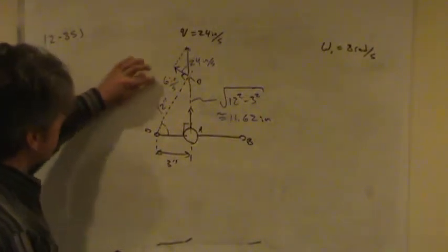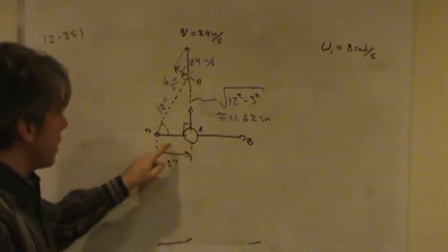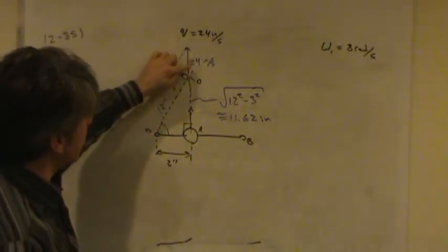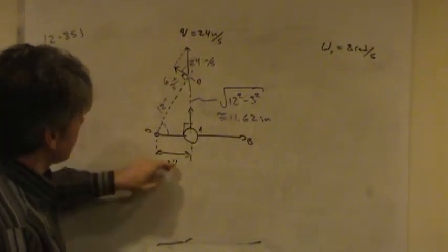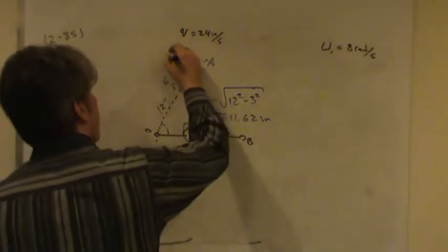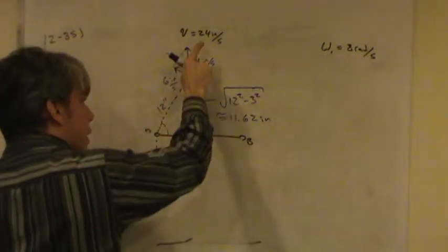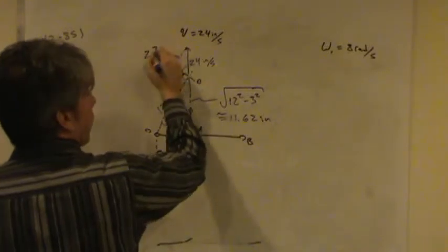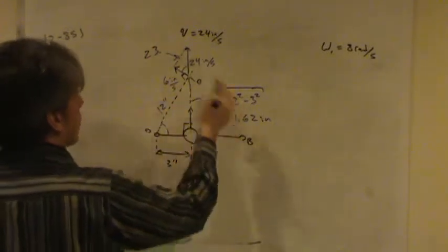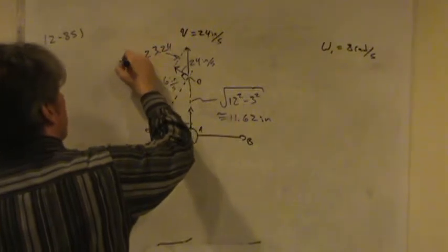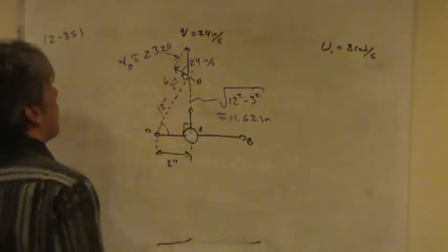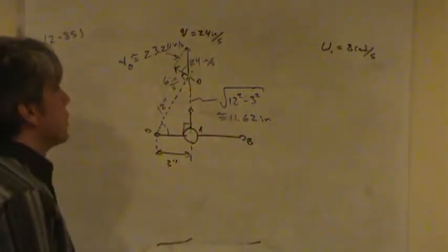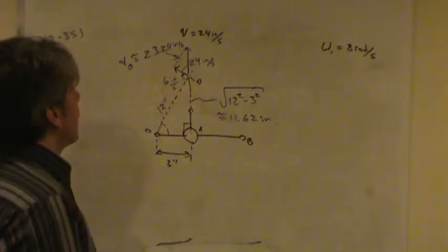Now, if you look at the numbers, this side that's 6 is like this side that's 3. This side that's 12 is the hypotenuse, whereas this side that's 24 is the hypotenuse. Notice the numbers here are just double these numbers. So that means that the velocity before impact in the radial direction would be 11.62 times 2, so 23.24 or so inches per second. Because these are just similar triangles. The geometry triangle is similar to the velocity triangle.